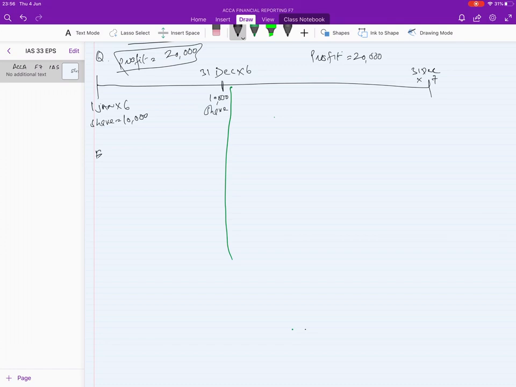For this, how will we calculate EPS? EPS is equal to profit divided by number of shares. Profit is 20,000 divided by number of shares 10,000. So it means $2 per share is your EPS for X6. This is X6. Now X7. Suppose on 1st November X7, in the next year, the company issued a 1 for 5 bonus share issue.